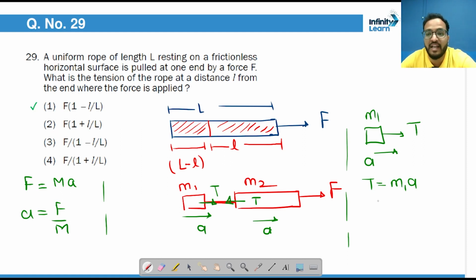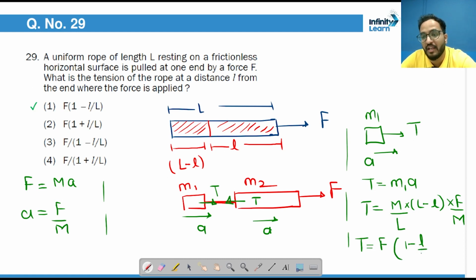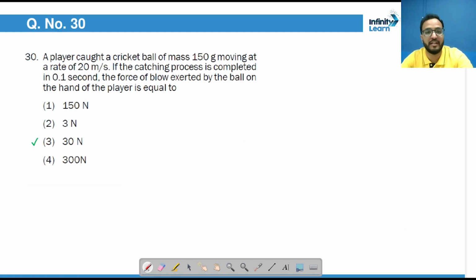So how will we find the value of m1? M1 is total mass per unit length into length of the element, and A is F by capital M. So the tension will be F into (1 minus small l by capital L). So which option is correct? First option is correct. Do you understand this?